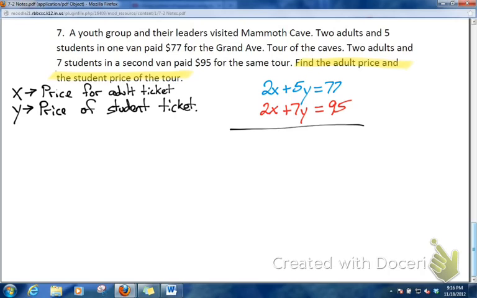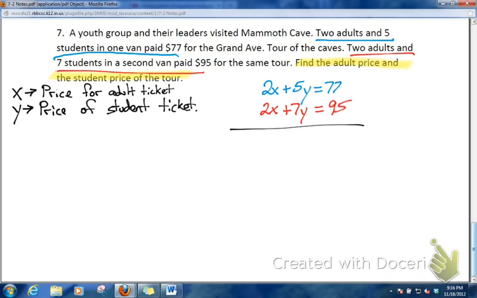Okay, so did you get these two equations? 2x plus 5y equals 77. That came from the fact that 2 times the adults and 5 times the students ended up equaling $77. And the second equation, the red equation, 2 adults and 7 students paid $95. So there you have your equations.